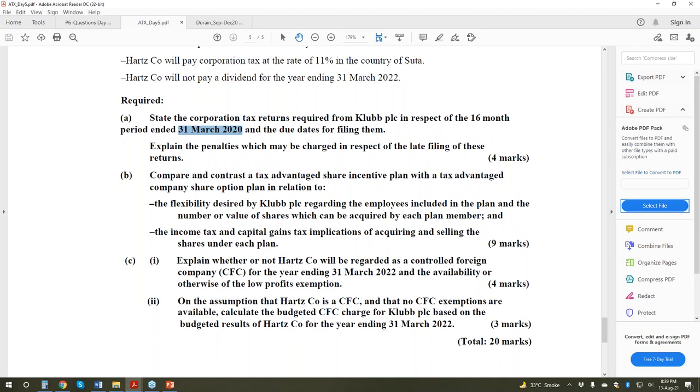Lastly, on the assumption that HCO is a CFC and no exemptions are available, calculate the budgeted CFC charge for Club PLC based on the budgeted results of HCO for the year ending 31st March 2022. So first we only have to explain whether or not the company will be a CFC and whether the low profits exemption will be available. In the second part, considering that the exemption is not available, we have to calculate the CFC charge as well. So the first part relates to explanation, and the second part relates to calculation.